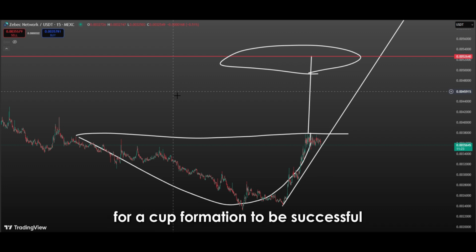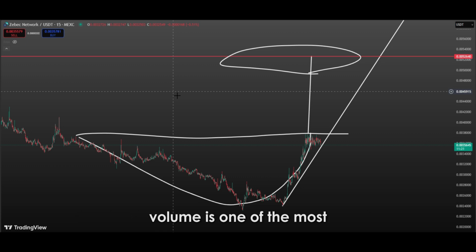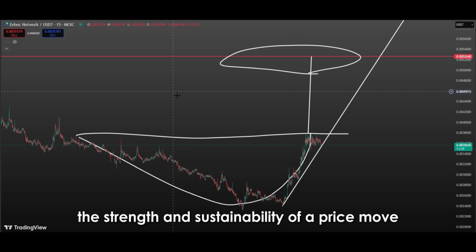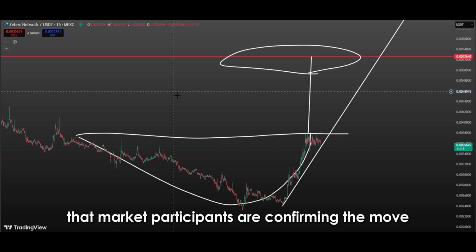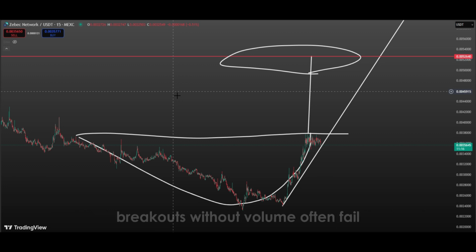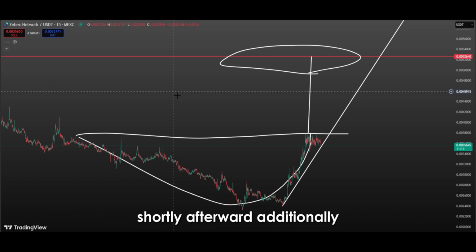For a cup formation to be successful, it is crucial that the breakout is supported by high volume. Volume is one of the most important elements in technical analysis, as it indicates the strength and sustainability of a price move. High volume during the cup's breakout suggests that market participants are confirming the move and that there are enough buyers to support the trend. Breakouts without volume often fail, with prices returning to previous levels shortly afterward.